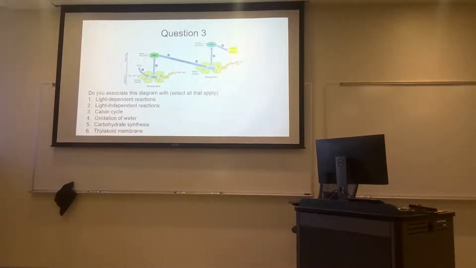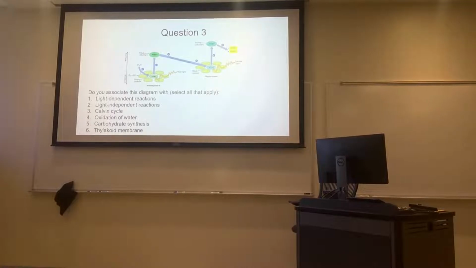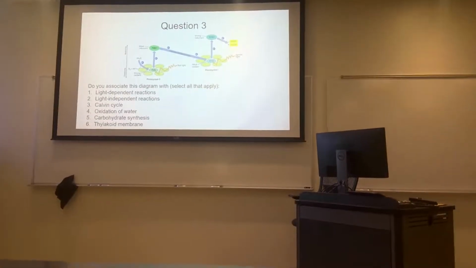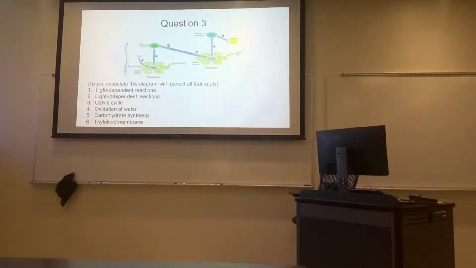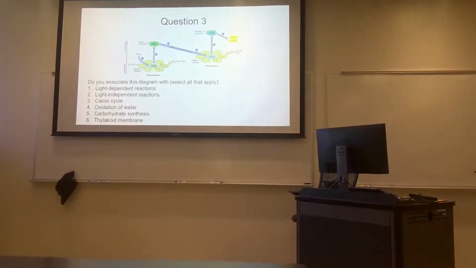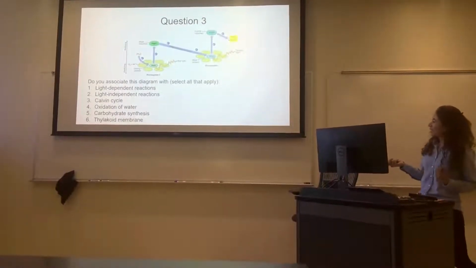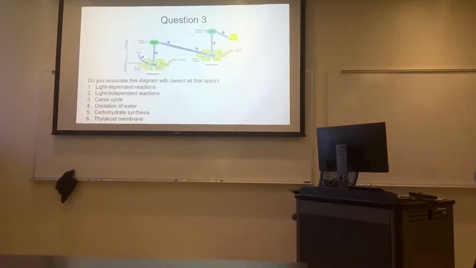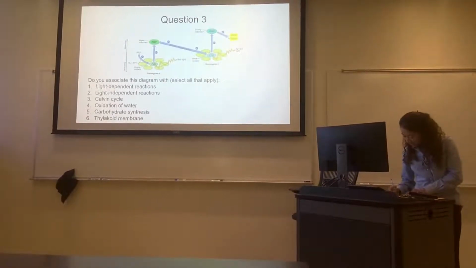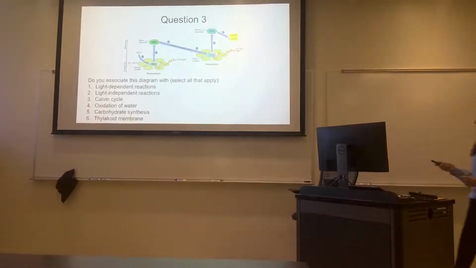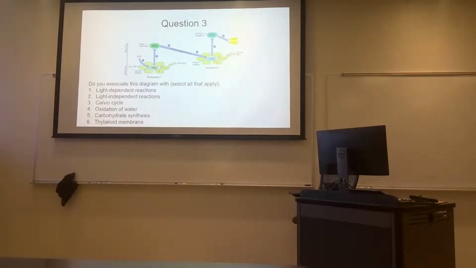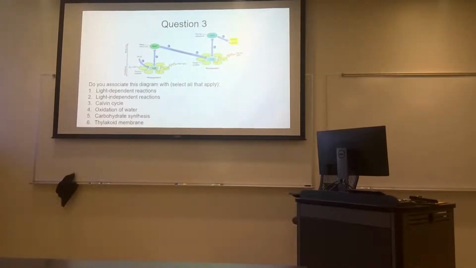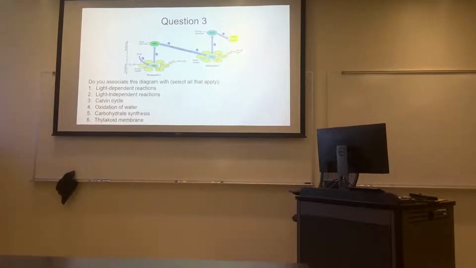3. 2. Okay, no, that's enough. You said everything but 4. It wasn't 4. He said 1, 4, and 6. Oh, okay. So you said 1, 4, and 6. Yeah. Okay, then it was right. Sorry. So it's not half a point, it's 1. So 1, 4, and 6. Sorry about that. So it's the light-dependent reactions, oxidation of water, and the thylakoid.